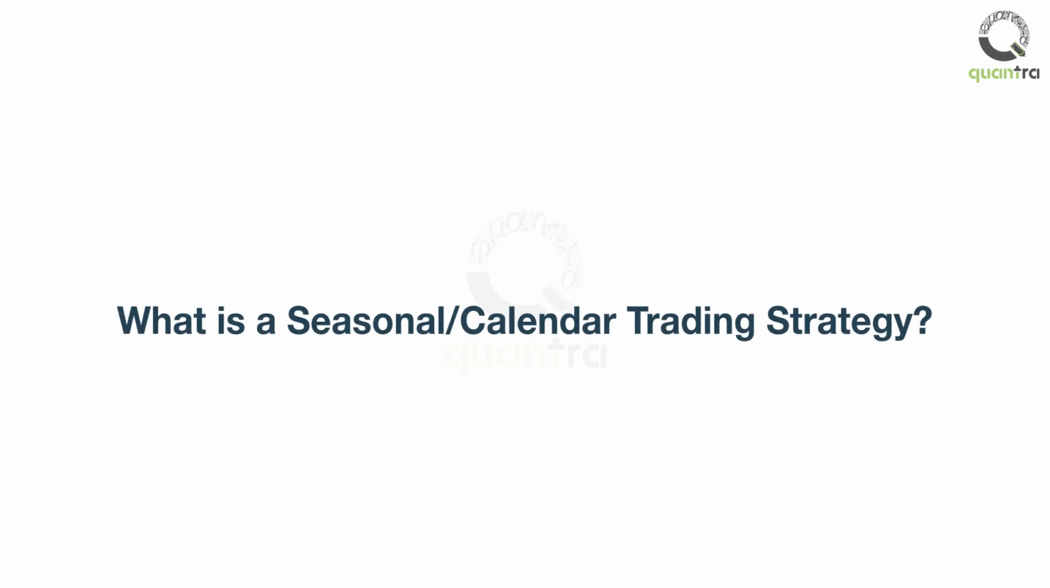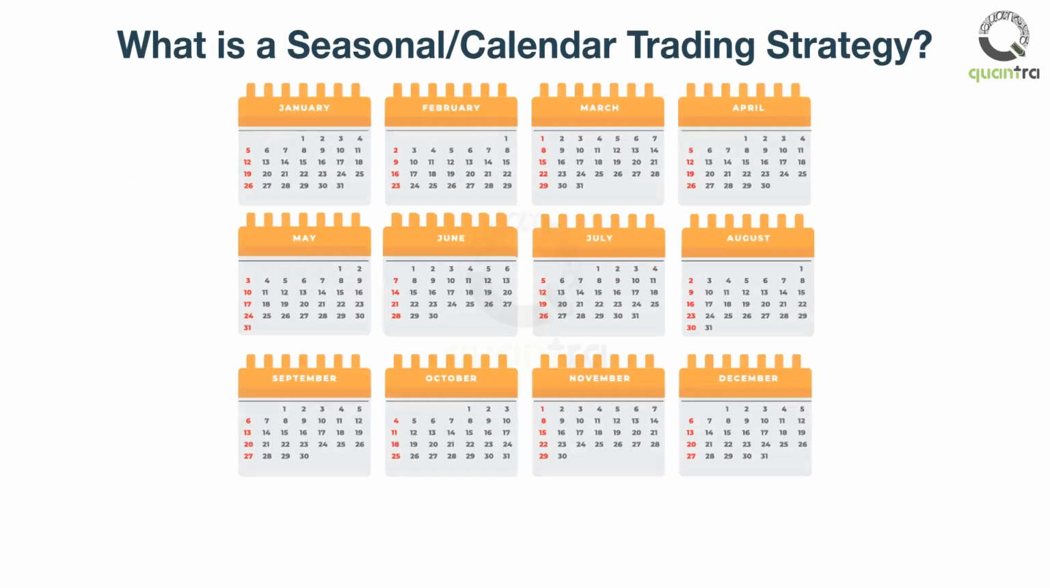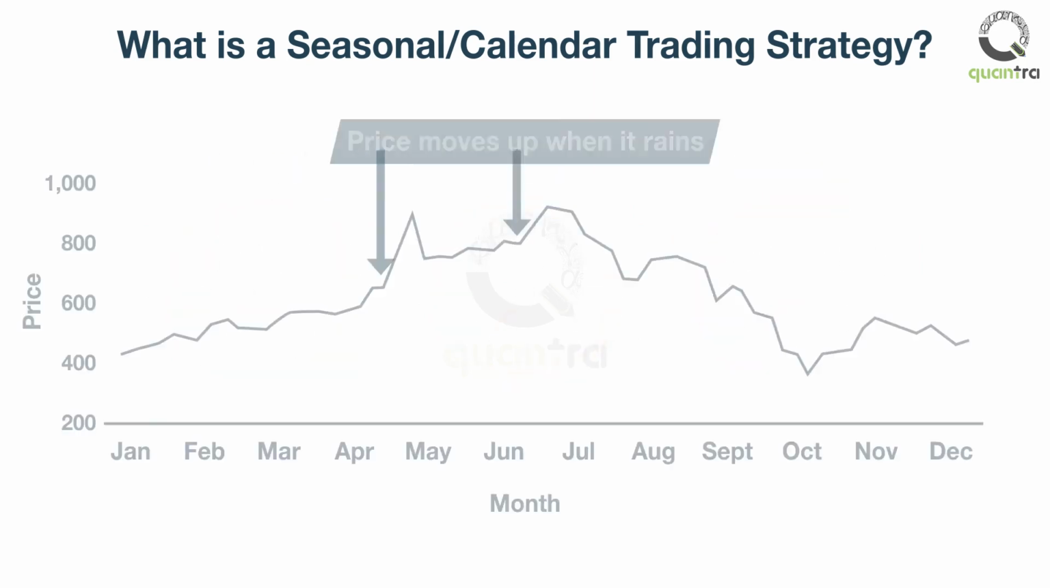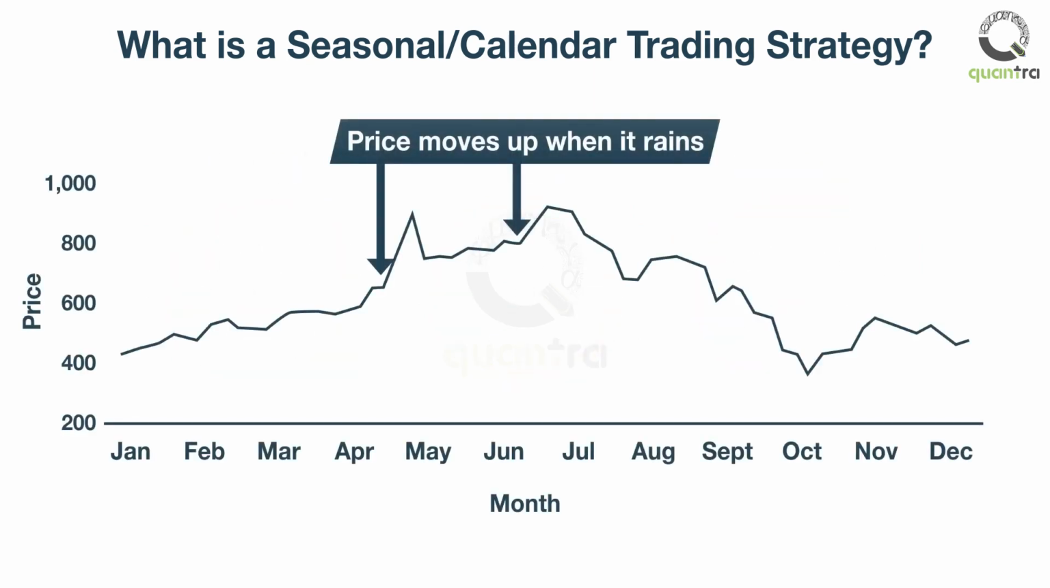What is a seasonal or calendar trading strategy? It's a trading strategy which systematically exploits patterns in financial markets which are dependent on specific calendar dates. It may be an event which occurs on precisely the same day in a month. It could even happen in a month in a year, or even the same hour in the day. These events may occur often, or only a few times during the year.